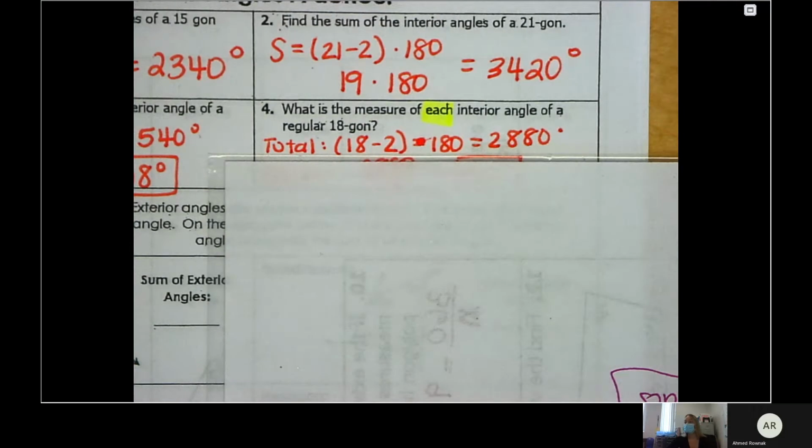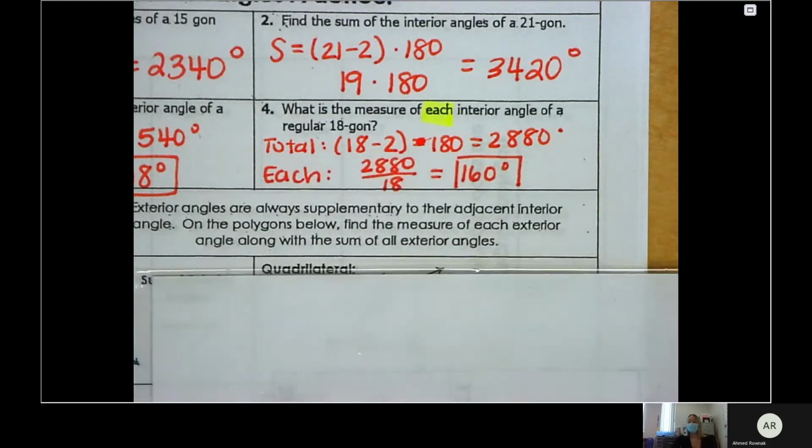All right. What did you get as your total degree measure of an 18-gon? The total, the whole thing. What'd you get? 2,880. Good. That's for the total amount. What did you get for each angle? What did you have to do with the 18? Good. Did you get 160? Fantastic. All right. Any questions on that one? Not bad, right?